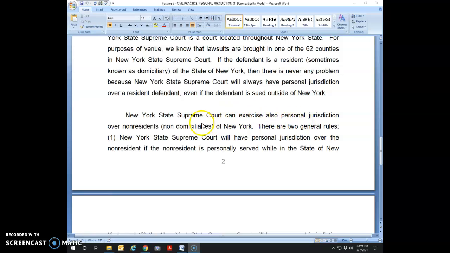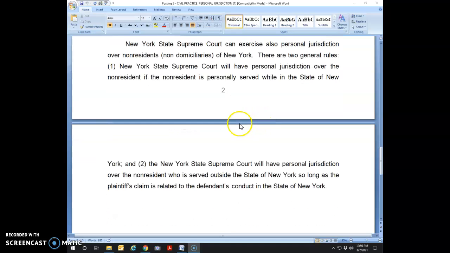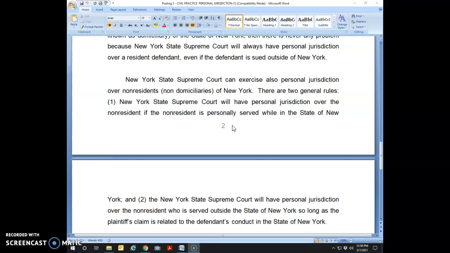Where we have a non-resident, we have two general rules. Number one, if the non-resident is personally served while in the state of New York, the New York State Supreme Court has personal jurisdiction. So let's assume that the non-resident is visiting Buffalo, one of those many people who like to go to Buffalo for vacation. While vacationing in the Queen City, the person is served with a summons and complaint in a lawsuit in New York State Supreme Court. The court will have personal jurisdiction because the person was served in the state.